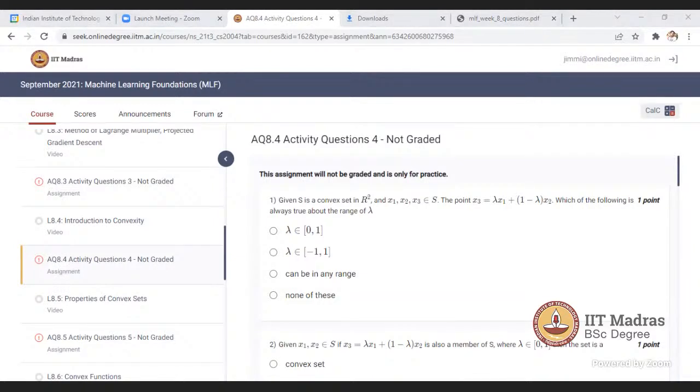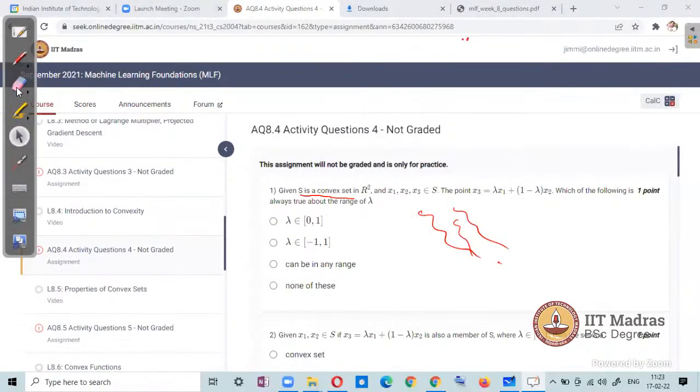See, we will go. This question is intentionally given to just confuse you. So we will follow the sentence. The question is saying, given S is a convex set in R square. Okay, my line is visible or not? Whatever I am drawing, is it visible? No, sir. Now it is visible, the red line. Yes, sir. Okay.